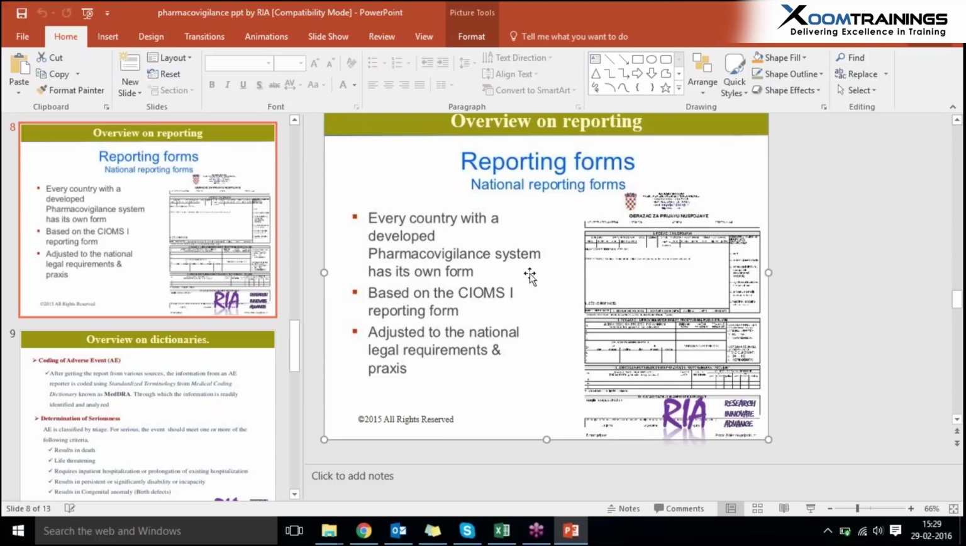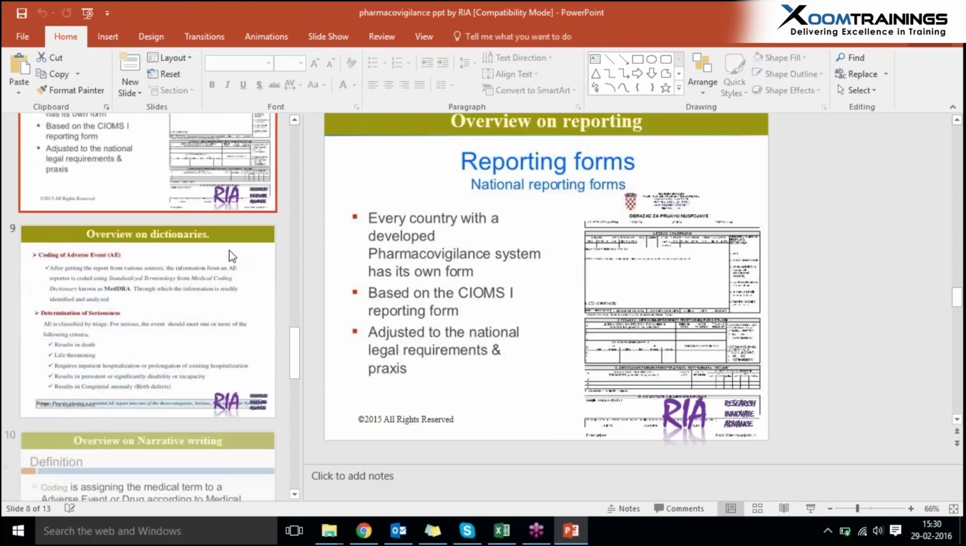So different forms will be there, adjusted to the national legal requirements. The forms will be prepared according to the legal jurisdictions. So we are going to prepare and submit the forms as per the legal requirements and form requirements. We have to prepare in that format only.